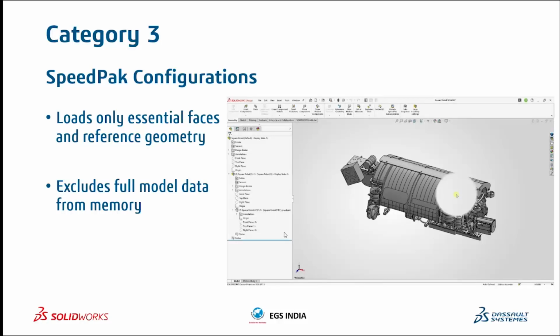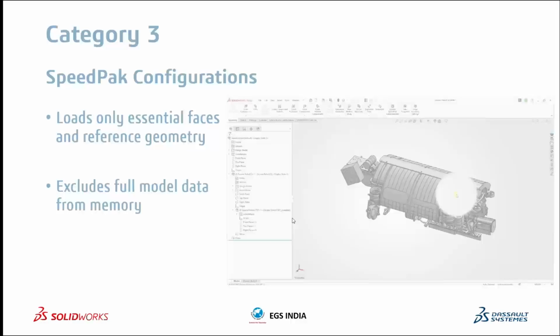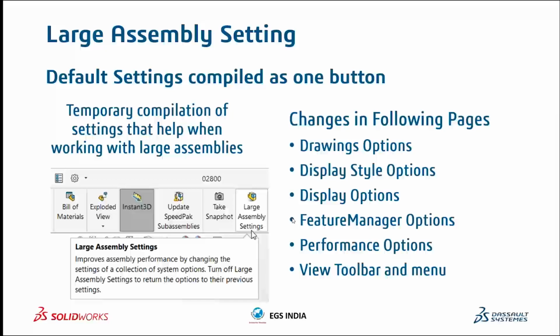The main concept which concludes all three categories is the large assembly settings. The large assembly settings is just a single button that you see in your command manager, but it is a compilation of all the options that are required to work better in your large assembly. The same can be applied with respect to your system options itself, but this is a compilation of all the settings together, or temporary settings, which makes changes in the drawing options, display styles, performance options and view toolbar options.